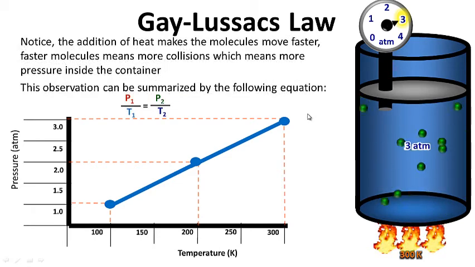So, like I said, notice the addition of heat makes the molecules move faster. Faster molecules means more collisions, which means more pressure inside the container. This observation can be summarized by the following equation. P1 divided by T1 is equal to P2 divided by T2.